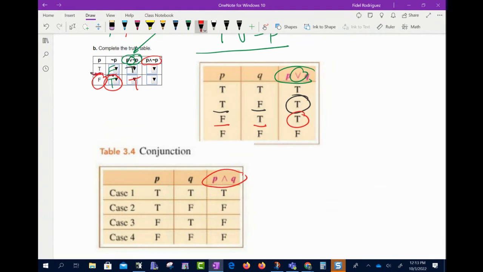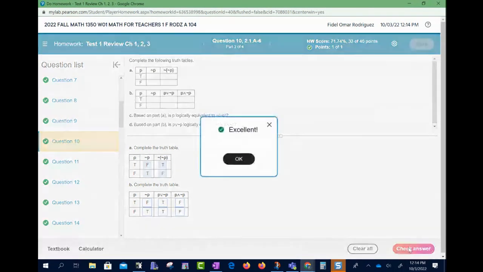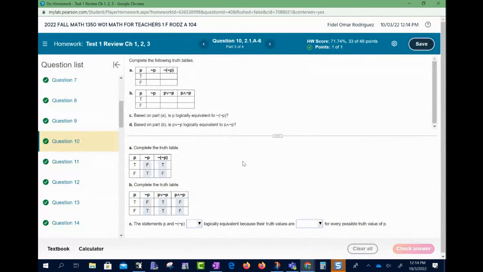If the first one is true and the second one is false, the whole thing is false, right? Okay, and then if the first one is false and the second one is true, it's still going to be false, okay? So look, let's come back to our problem right here. And we said that was true, the next one was false, so this one was false, this one was going to be true. I believe for the ors, they were both true, and for the ands, they were both false. Okay, so we're going to check. Okay, we're doing good so far.